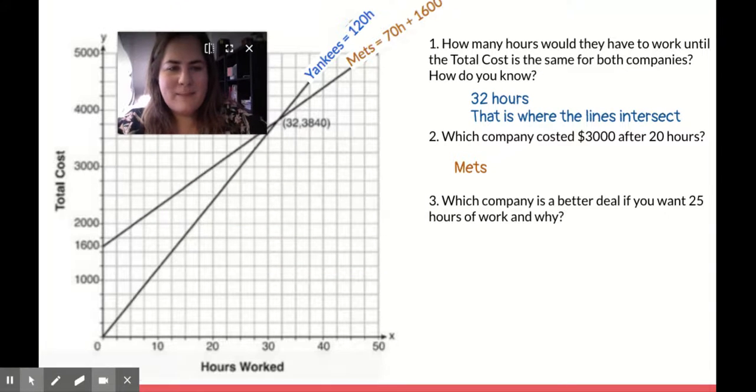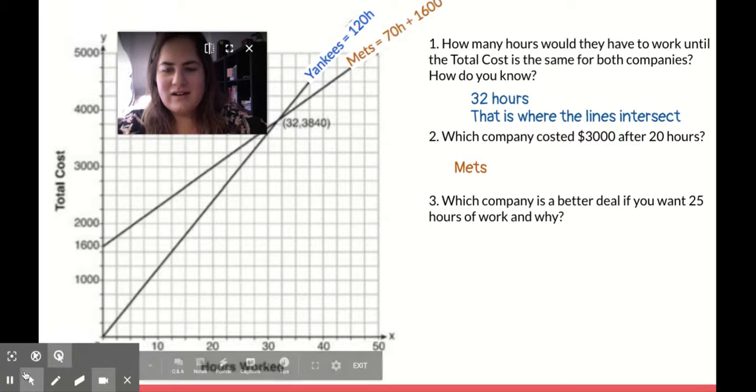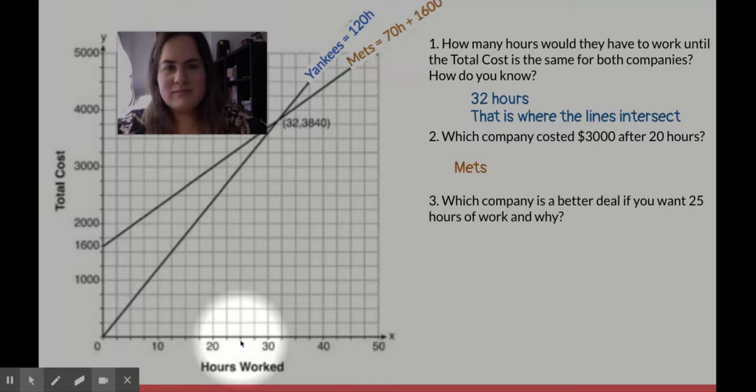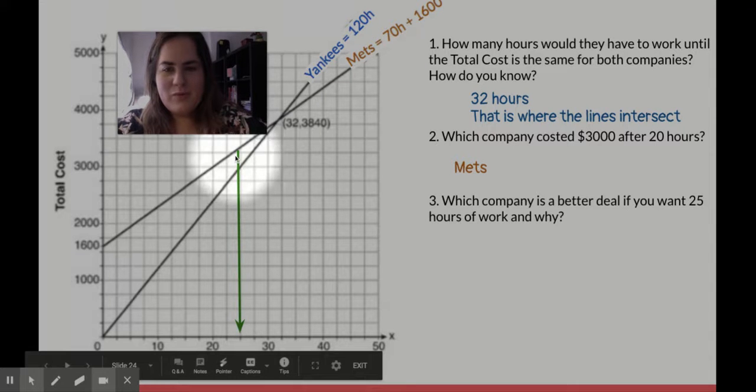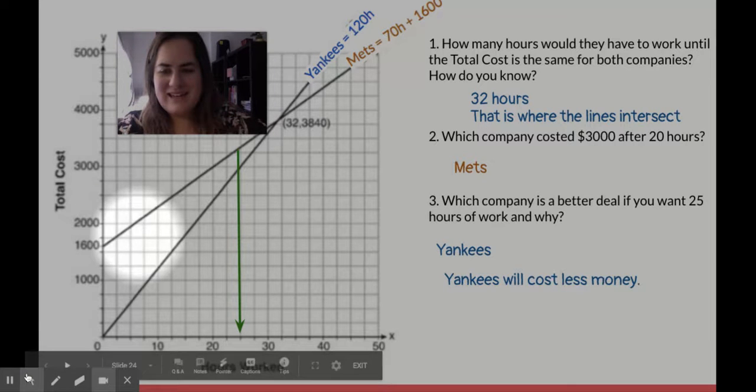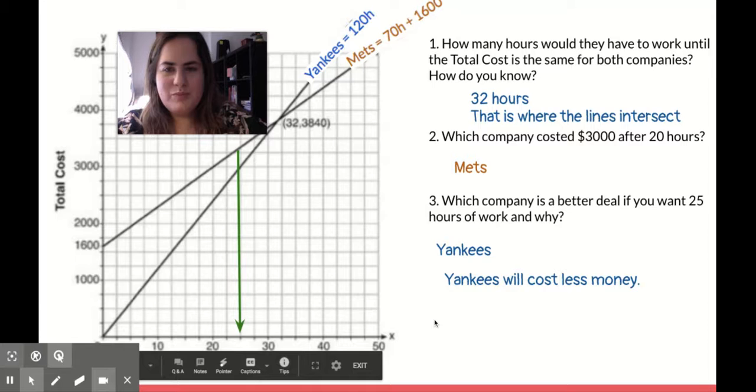Which company is a better deal if you want 25 hours of work? I'll give you a hint. 25 is right there in between 20 and 30. So which company is a better deal? So I go up from 20. Which one is cheaper? That's the lower one, which is your Yankees. It'll cost less money.